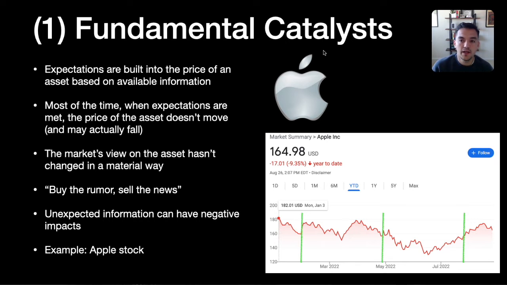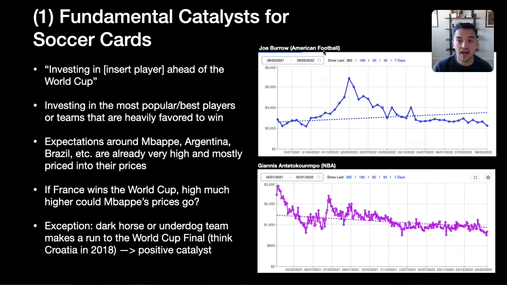So the idea of fundamental catalysts is that a lot of an asset's expectations are generally priced in. And so often when you think of hype events or earnings releases, they don't actually have as much of an impact as you might think theoretically. So how do fundamental catalysts impact soccer cards? How does this apply to the soccer card market?